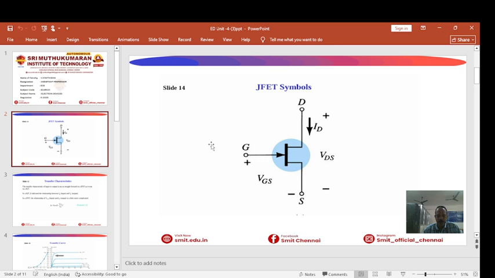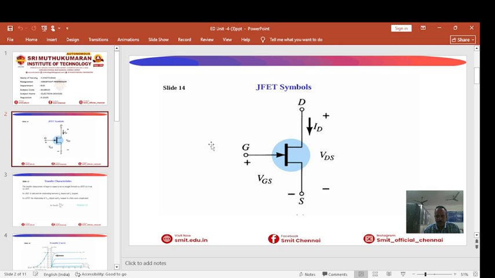JFET has three terminals: one is gate, the other one is drain, and the next one is source. The gate controls the current. The gate is reverse biased, so the gate current is almost zero. The drain is the terminal where the current leaves the channel. It is connected to the positive supply in the n-channel JFET. The source is the terminal where electrons enter, usually connected to the ground.